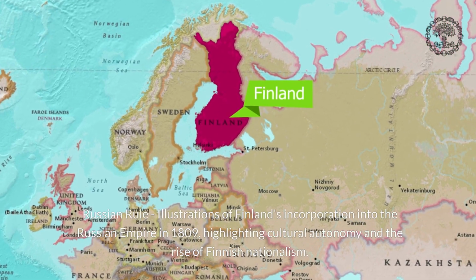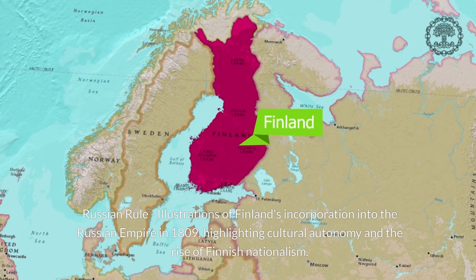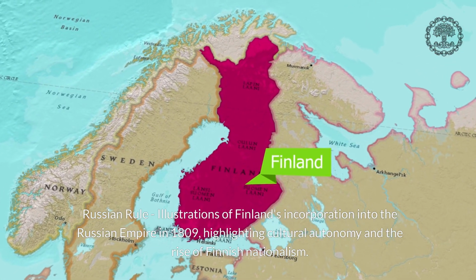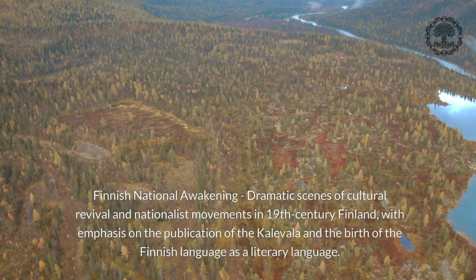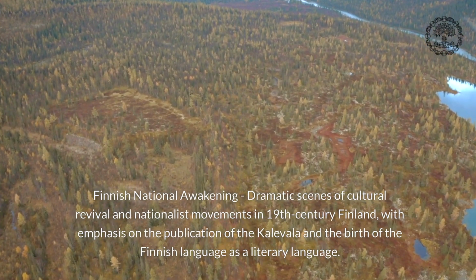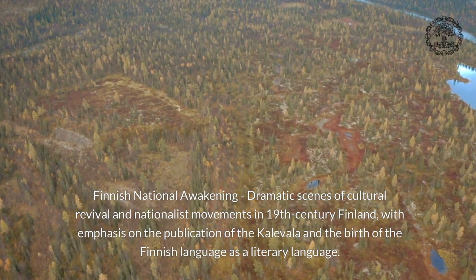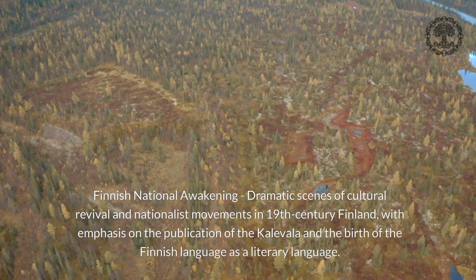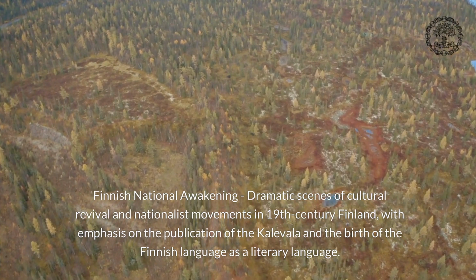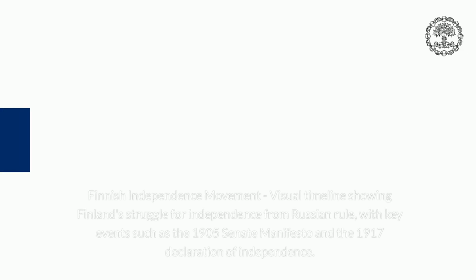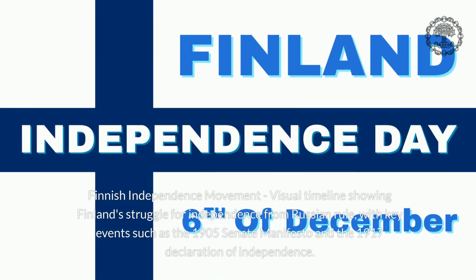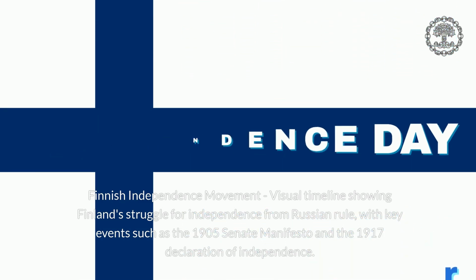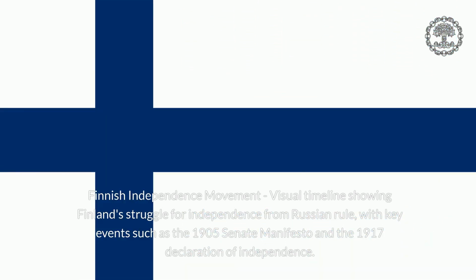Russian rule illustrations of Finland's incorporation into the Russian Empire in 1809, highlighting cultural autonomy and the rise of Finnish nationalism. Finnish national awakening dramatic scenes of cultural revival and nationalist movements in 19th-century Finland, with emphasis on the publication of the Kalevala and the birth of the Finnish language as a literary language. Finnish independence movement visual timeline showing Finland's struggle for independence from Russian rule, with key events such as the 1905 Senate Manifesto and the 1917 Declaration of Independence.